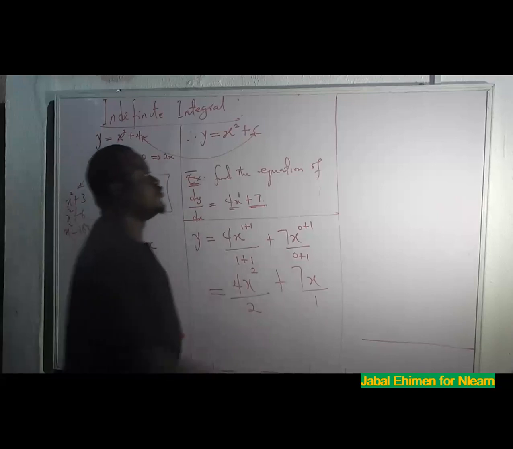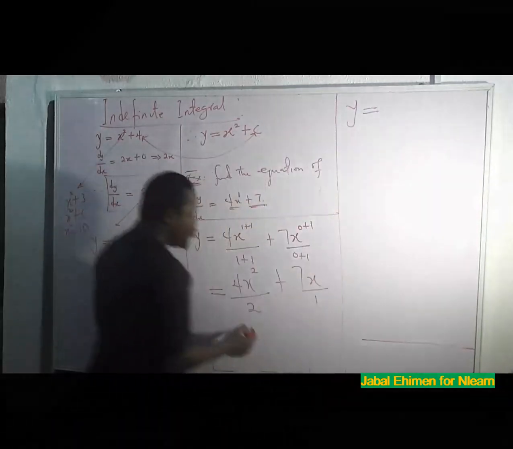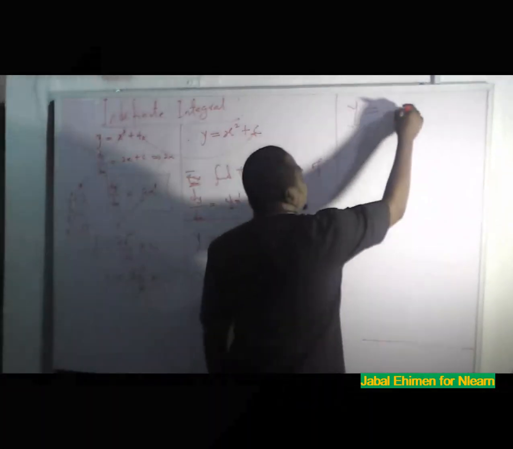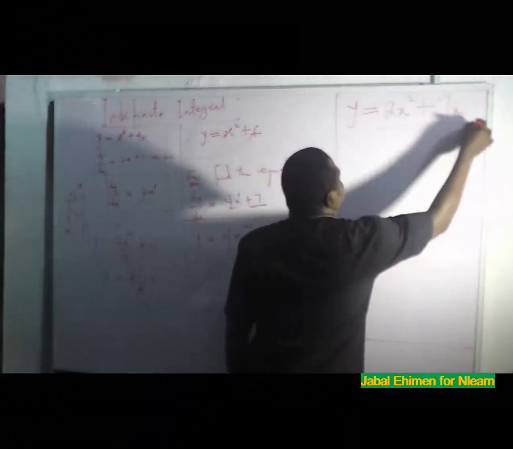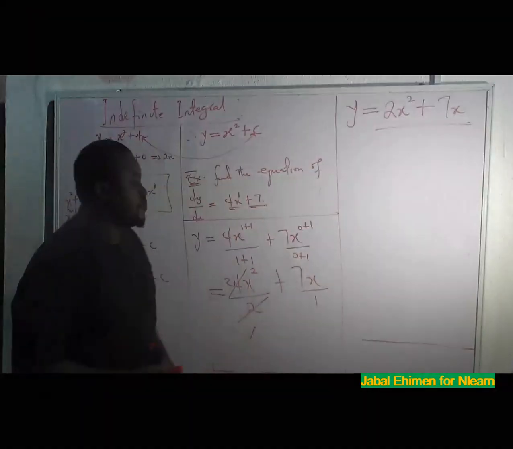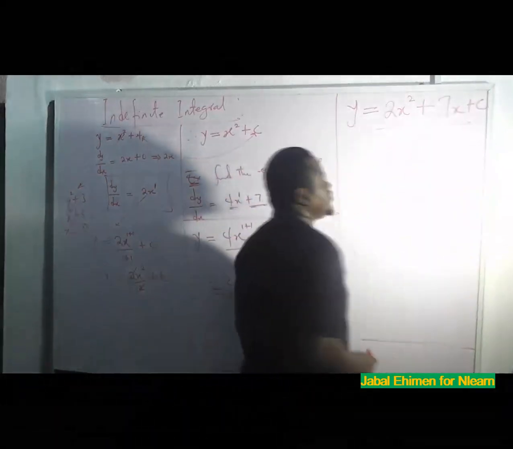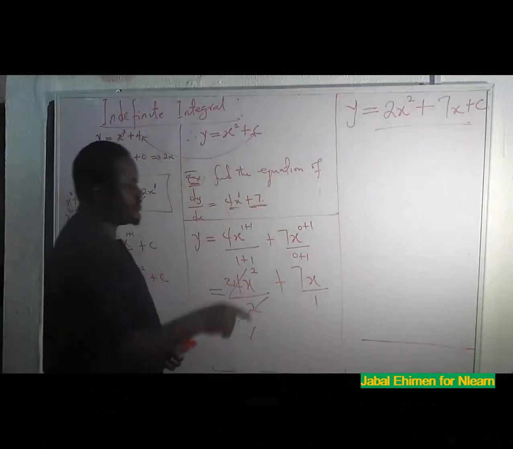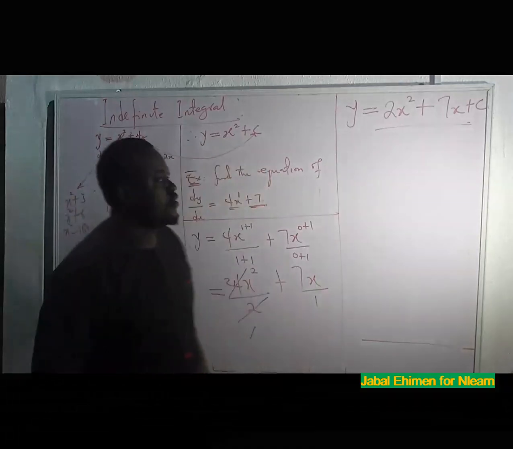So the final value of y now becomes, if 2 goes into 4, you have 2, and if 2 goes into 2, you have 1. So that becomes 2x squared plus 7x. So that's the equation. But funny enough, you have plus the value of c. The reason why the c is there is that we don't know which of the constants was there. So any constant that was there can be represented with the value of c.